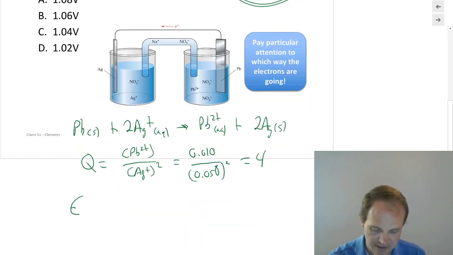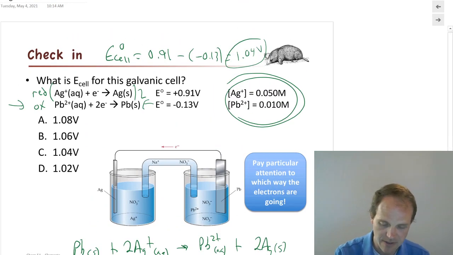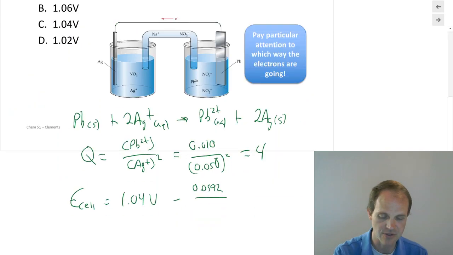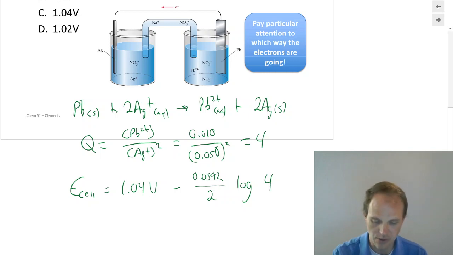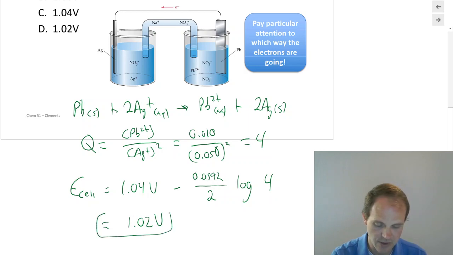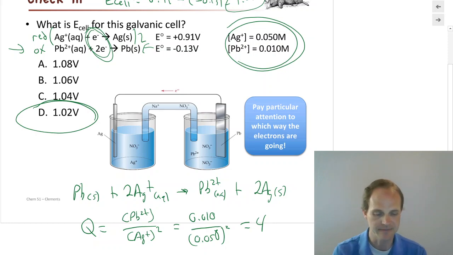So we get E cell is equal to E cell naught, which was 1.04 volts, minus 0.0592 over N. What was N in this case? We look back up here. We had to multiply everything by 2, so each one of them had 2 electrons. So that's a 2 there, times the log of Q, which in this case was 4. You plug all that into your calculator, you should get the value 1.02 volts as your new cell potential, and we get the answer of D.